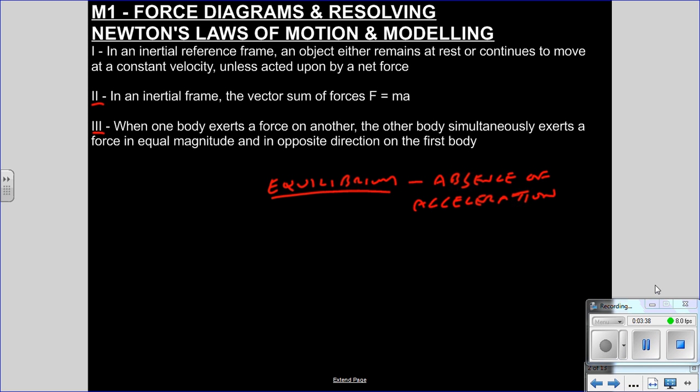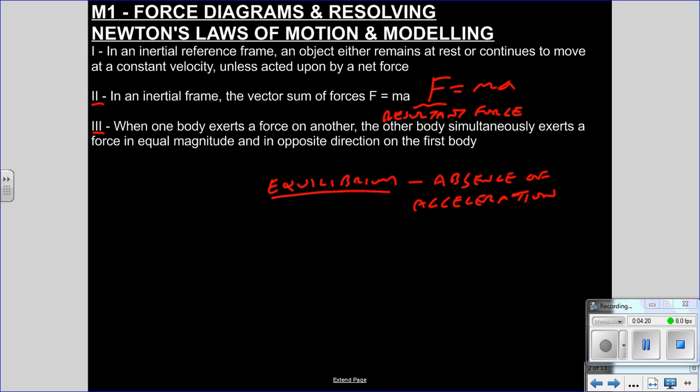Law number 2, in an inertial frame, the vector sum of forces is F equals ma. So F equals ma, where F is what's called the resultant force. So that's taking into account, let's say, all forces going left and right, which force wins? In other words, which force is most powerful? The sum of all the forces to the right or the ones to the left? And if the ones to the right are more powerful, then it's going to accelerate towards the right, let's say. So our m is the mass and a is our acceleration. Okay? And we'll be using that formula to resolve forces all the time. And resolving forces means finding missing forces.